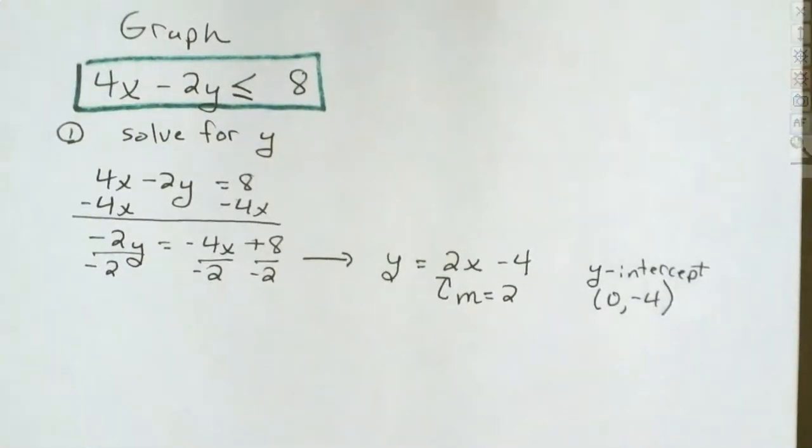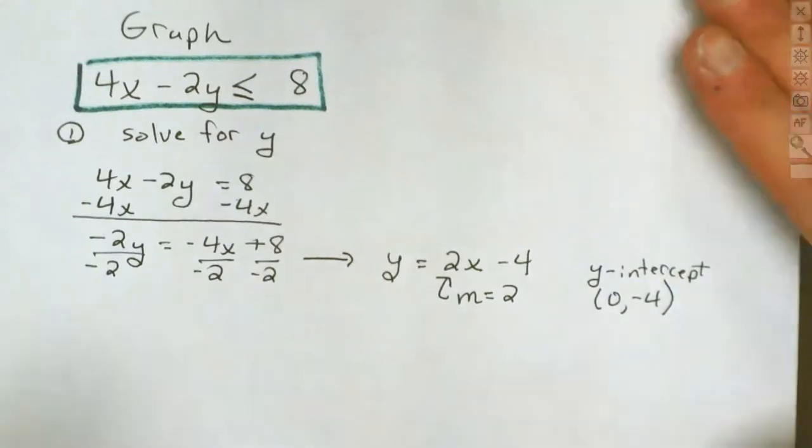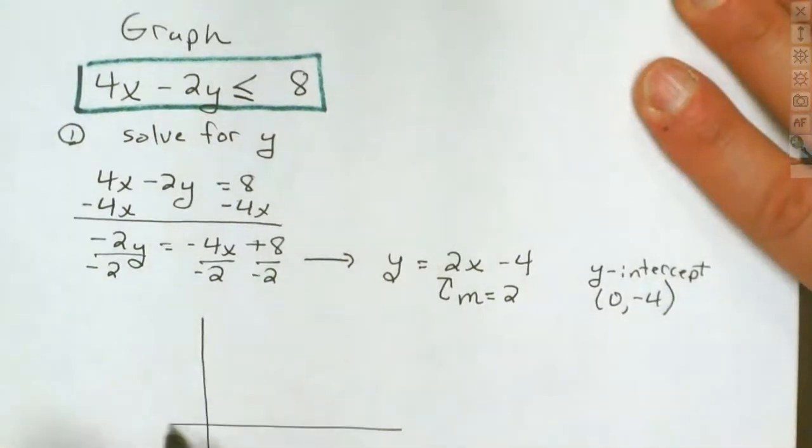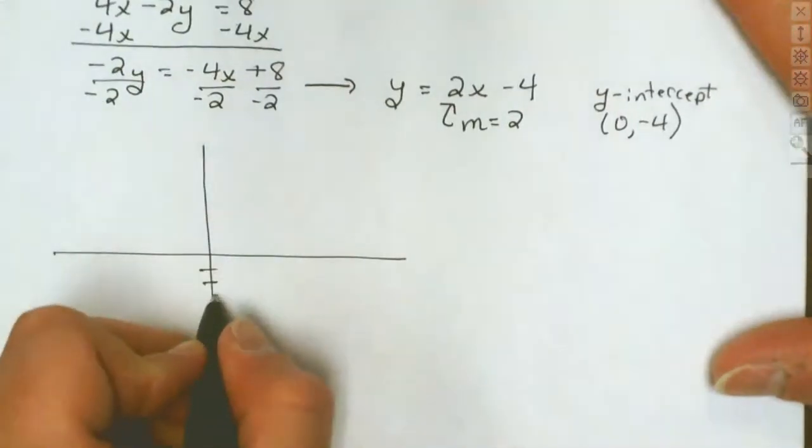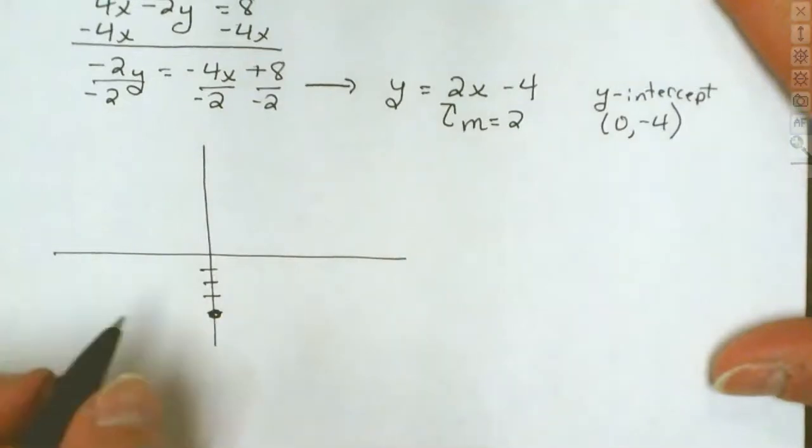Because what do we do? We take and plot our ordered pair, 0, negative 4. So we'll plot that point. 0, negative 4. And then we'll use that slope of 2. We're going to use a solid line to connect them together. So let's find that point, 0, negative 4. And that's right here.